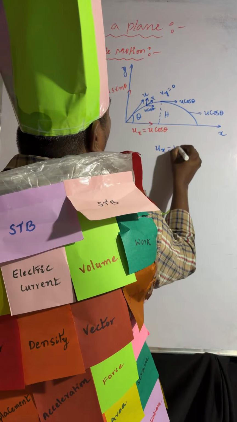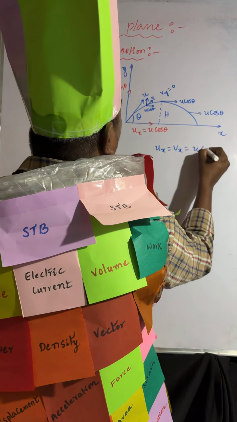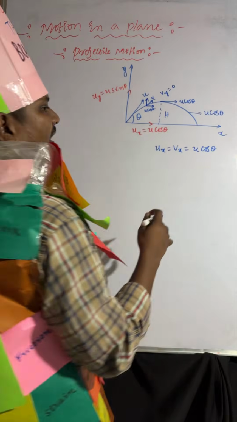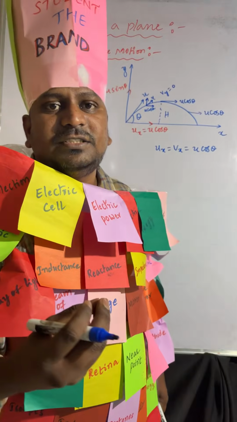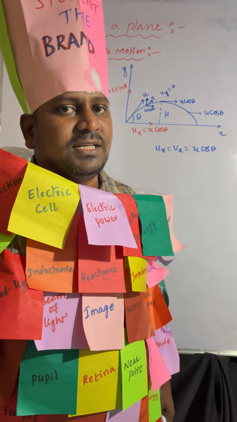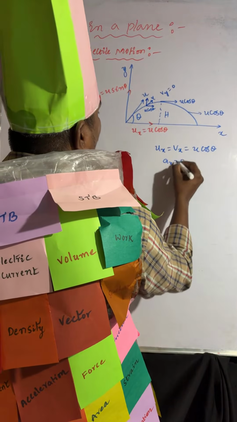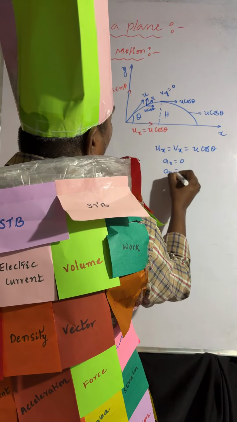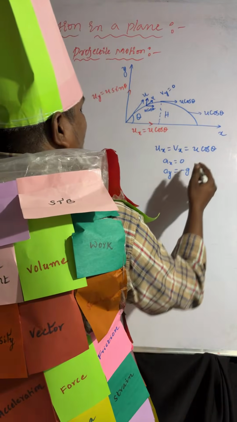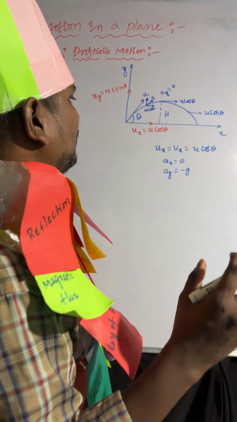Vx equals u cos theta only, because throughout the path, u cos theta is not changing. It is constant. So we can take ax equal to 0, then ay equal to minus g. These quantities are very, very important.